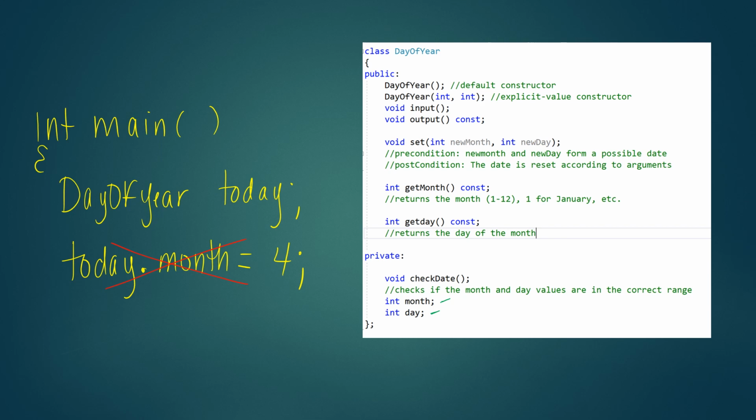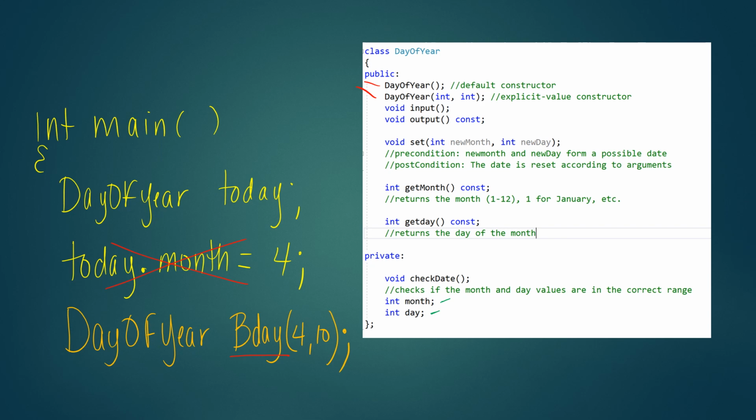The first thing I want to review is that when I declare DayOfYear today, right away my default constructor gets called, and whatever I have set the month and the day to be will be set by the default constructor. The other way I can do it is I can say DayOfYear birthday, and I can pass it 4, 10. And when I do that, I'm declaring an object of type DayOfYear called birthday, but it's not going to call the default constructor, it's going to call the explicit value constructor.